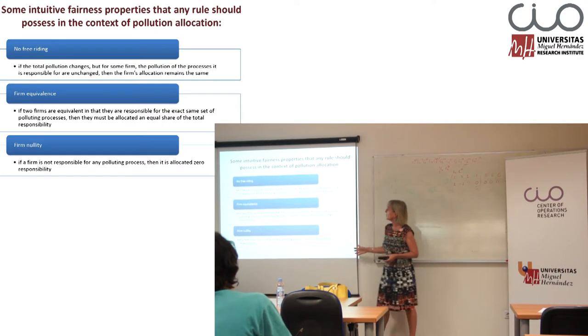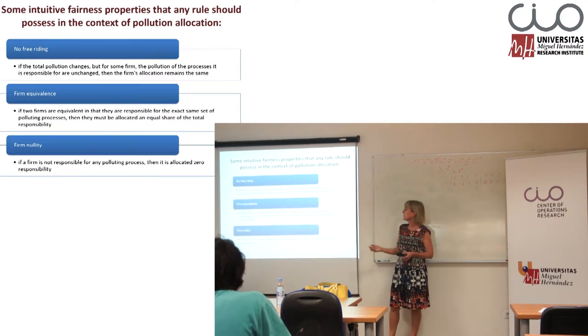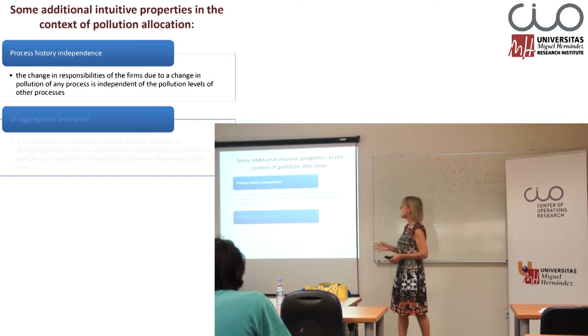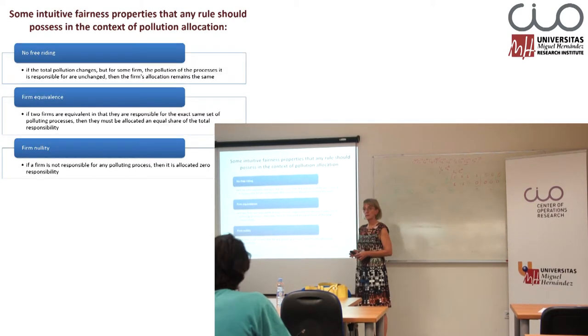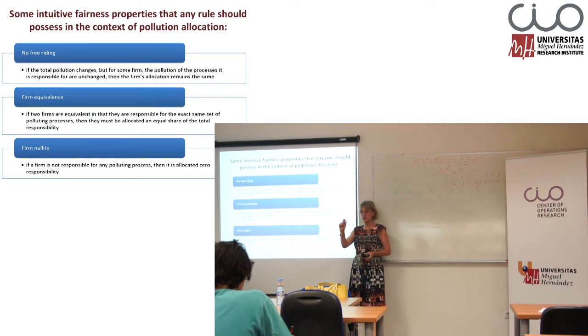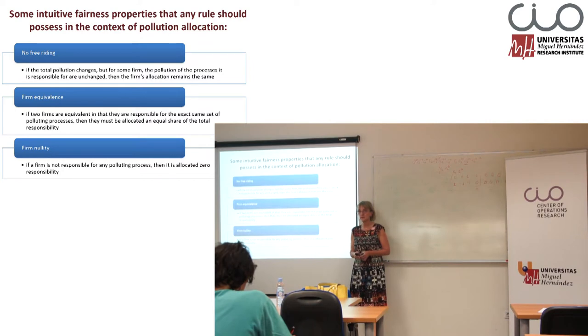So these were looking from the perspective of fairness. Then we said, okay, what can be some additional desirable things? So one of those, yes? In the last property, in terms of the graph, what does it mean? If there is zero, yeah. So the downstream company doesn't have to pay? If this is the only thing they're responsible for. Okay.